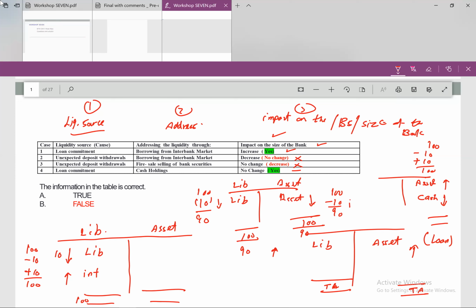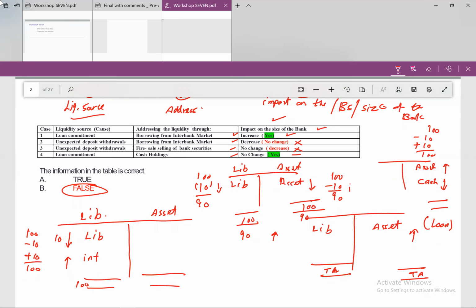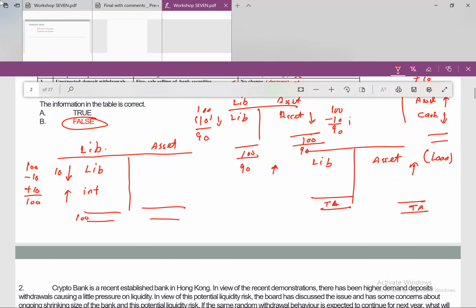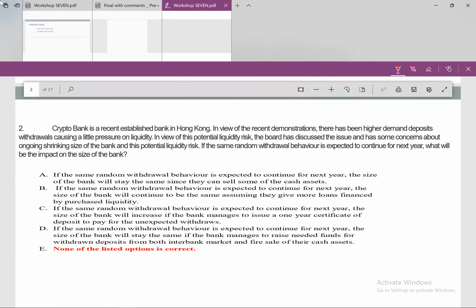And therefore, the statement like increase, decrease, increase, decrease is not right. Only two of them, right? So the information in the table is not all correct. Only two of them are correct. This is a little bit challenging question.